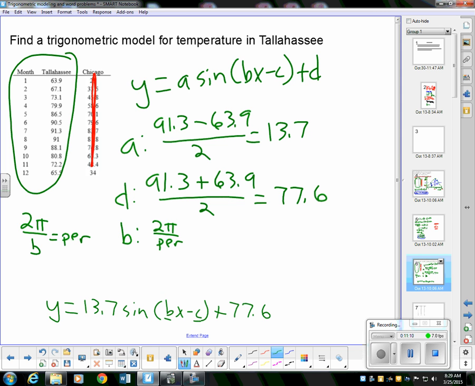And again, if you don't believe me, put a 1 under the period, cross multiply, and solve for the B part. That's what you're going to get: 2 pi over the period is equal to B. Now I'm going to erase this, so if you want to pause the video and copy that down, do that right now.